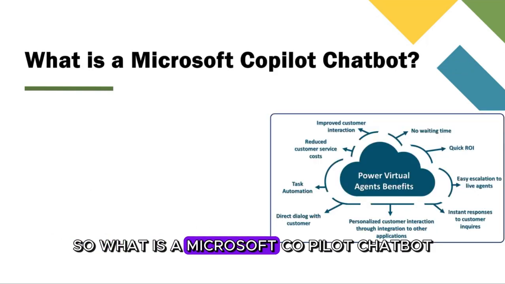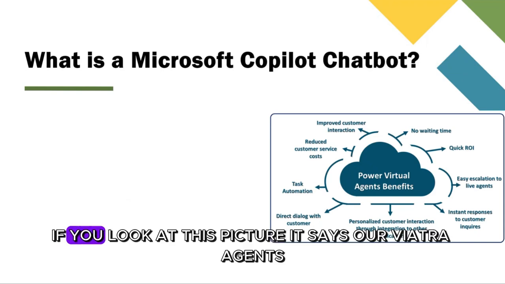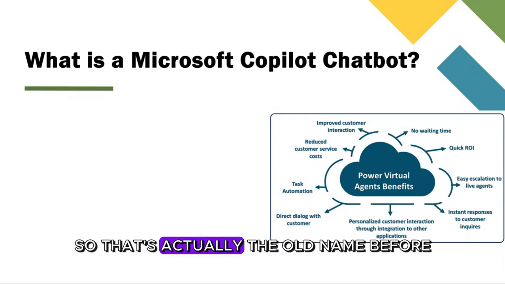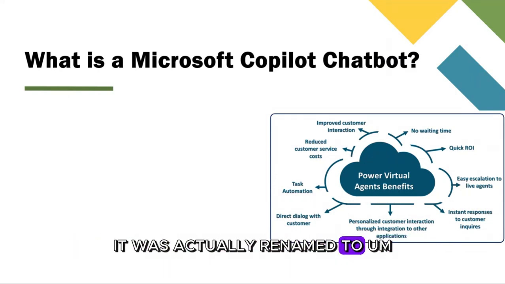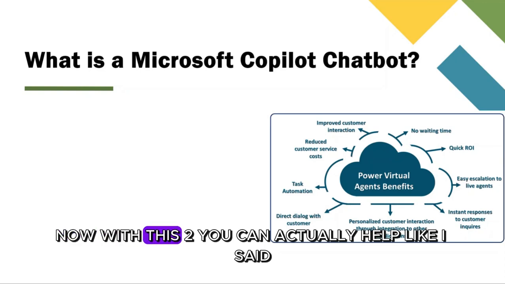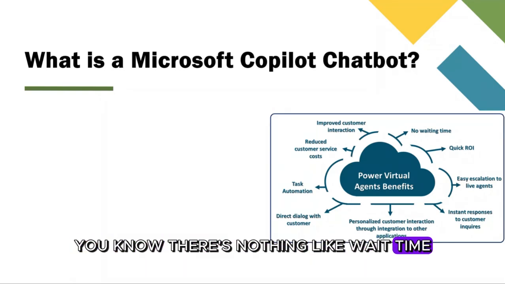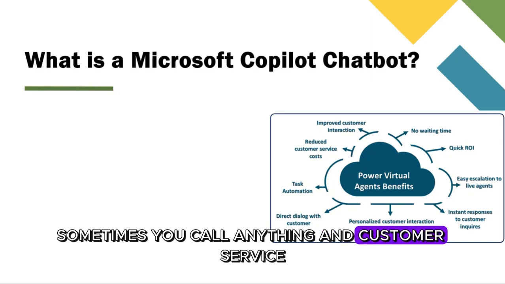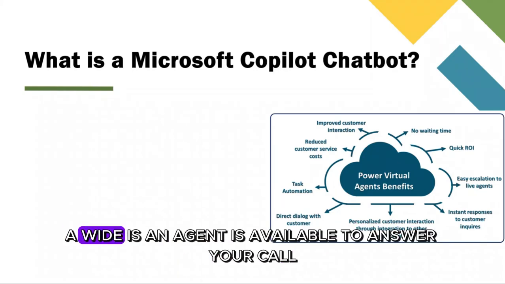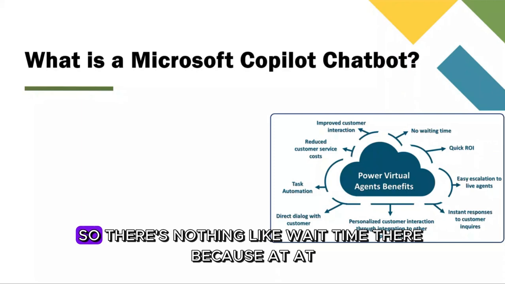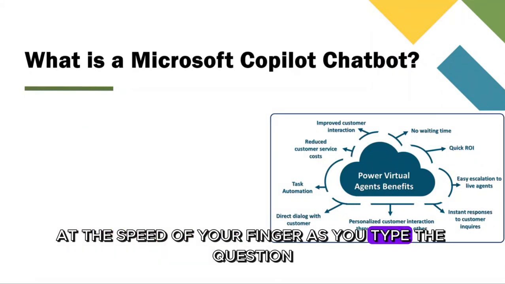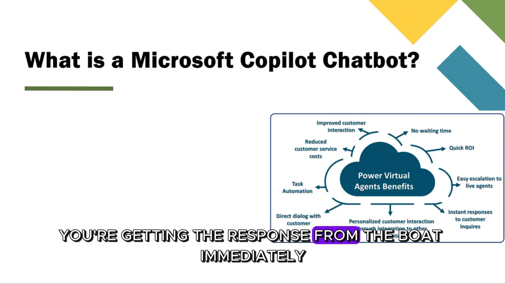So what is a Microsoft Copilot chatbot? If you look at this picture, it says Power Virtual Agent. That's the old name before it was renamed to Copilot. With this, it improves customer interactions. There's nothing like wait time. Sometimes you call MTN customer service, they'll tell you, hold on, wait until an agent is available to answer your call. There's nothing like wait time here, because at the speed of your finger, as you type the question, you're getting the response from the bot immediately.